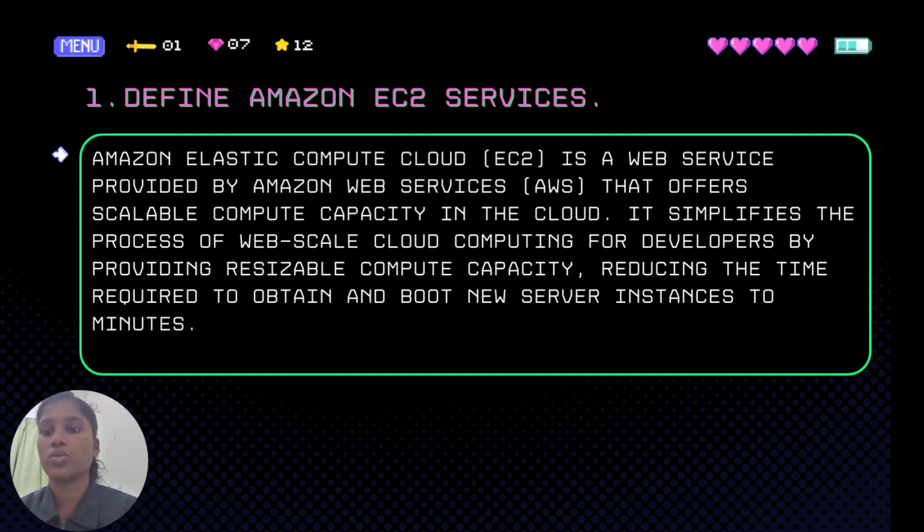EC2 also allows users to quickly scale capacity both up and down as their computing requirements change, providing complete control over computing resources. It offers a wide range of instance types optimized for different use cases such as compute optimized, memory optimized, storage optimized, and GPU instances. Moreover, users can also customize their instances, configure security and networking, and manage storage. EC2 eliminates the need for upfront investments in hardware and allows users to pay only for the resources they use.